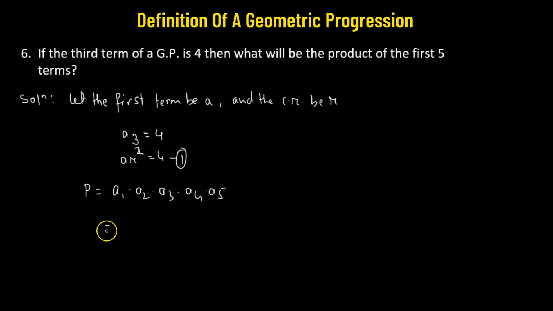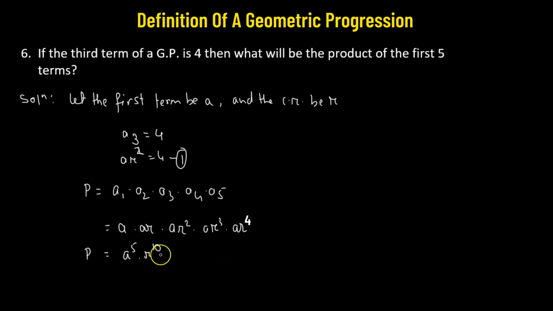First 5 terms. So here a1 will be a, then a2 will be ar, a3 will be ar squared, a4 will be ar cubed. The fifth term a5 will be ar raised to the power of 4. Now we have a multiplied to itself 5 times, so we have a raised to the power of 5, and we have r raised to the power 10. So this is a5 times r raised to the power of 10. This is the value that we need to obtain.